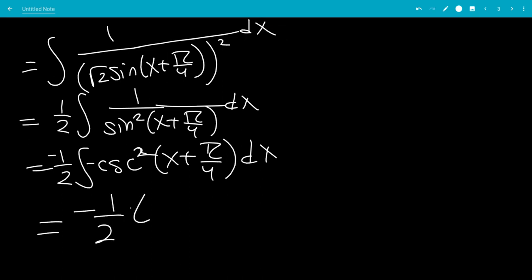This integral will be cotangent of x plus pi over 4, and then add c.